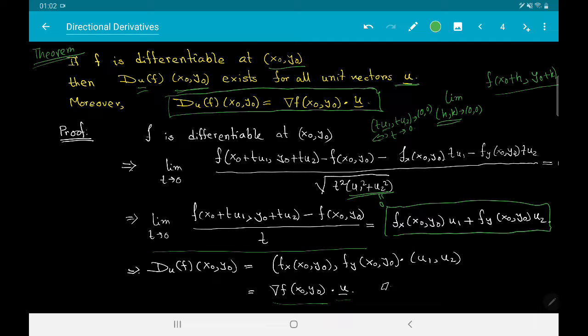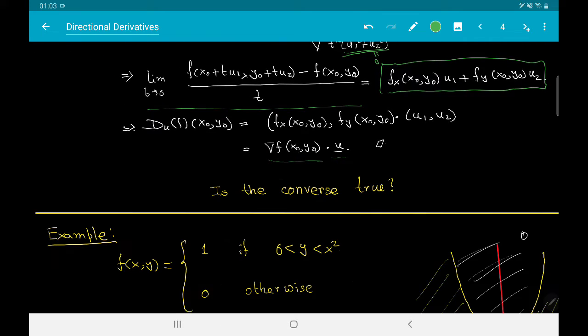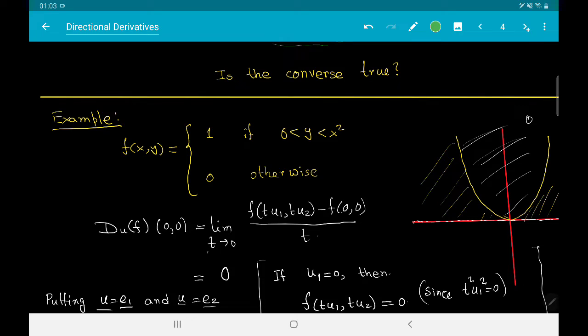So suppose that we have a function, and an interior point (x0, y0) of the domain, and these two conditions are satisfied: that along any unit vector u, the directional derivative of f along u at the point (x0, y0) exists, and this equality is satisfied. Is it necessary that the function is differentiable? Well, unfortunately the answer is no.